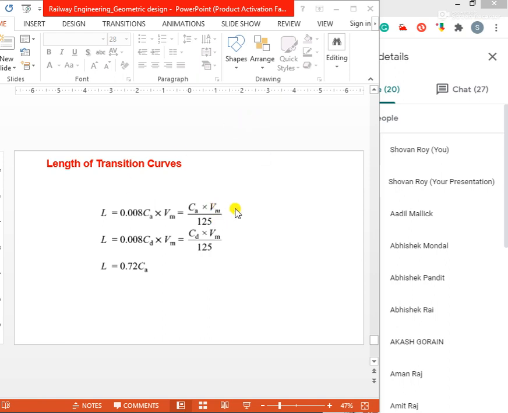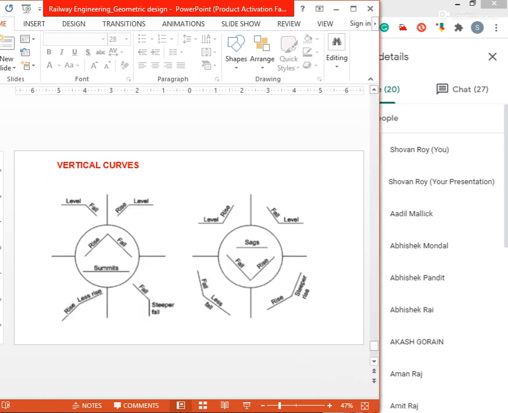VM is the maximum permissible speed in kilometers per hour. Also in the Agarwal book, page number 225, you can find the various lengths of transition curves to be considered when calculating speed. And then after the length of transition curve, we have the vertical curves.